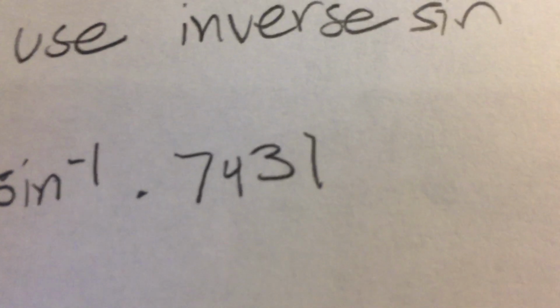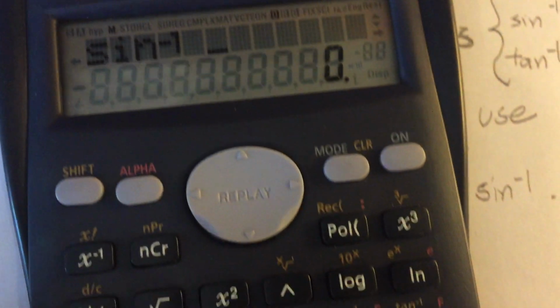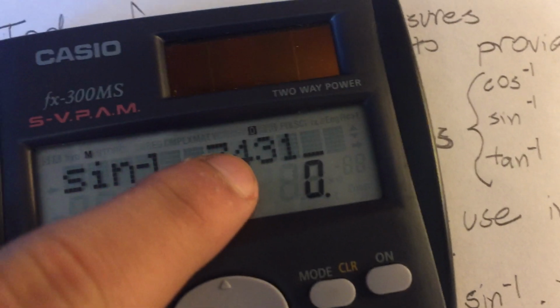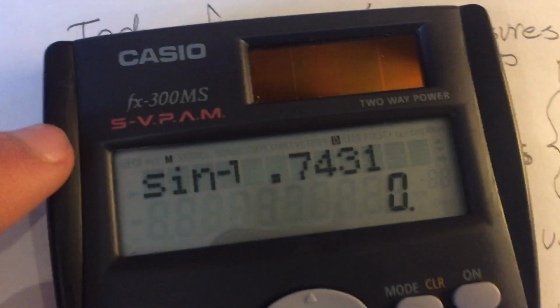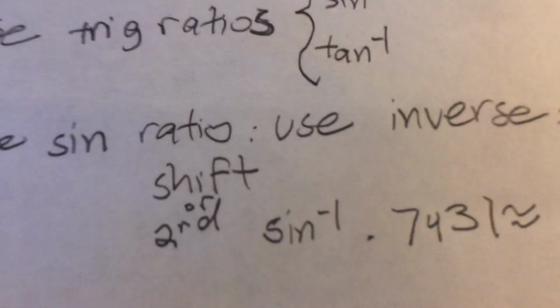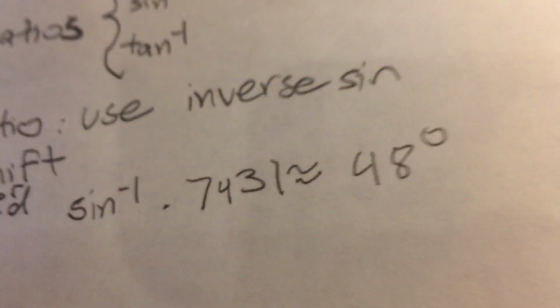So Miss Fuji gave us this number, so it's shift sine 0.43. So you do that. Sometimes, if you have a different calculator, you put it in front. Sometimes you have to put it in parentheses. It's weird. I'll give you some time to figure that out. You can pause it. Okay, that's 48. And you always want to round to the nearest degree. No decimals. That's about 48 degrees.